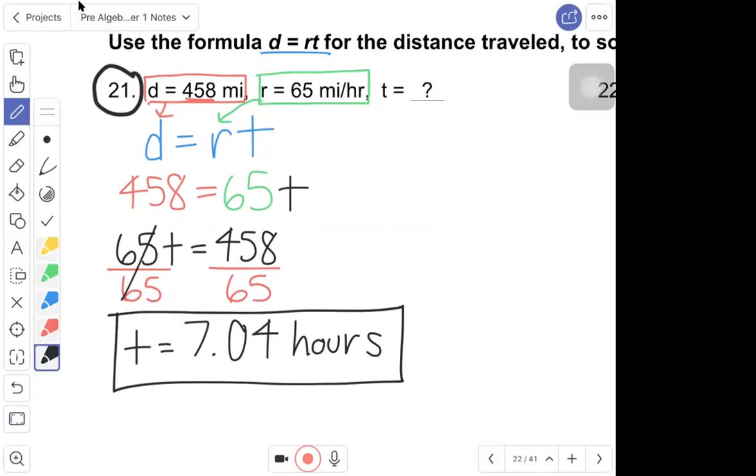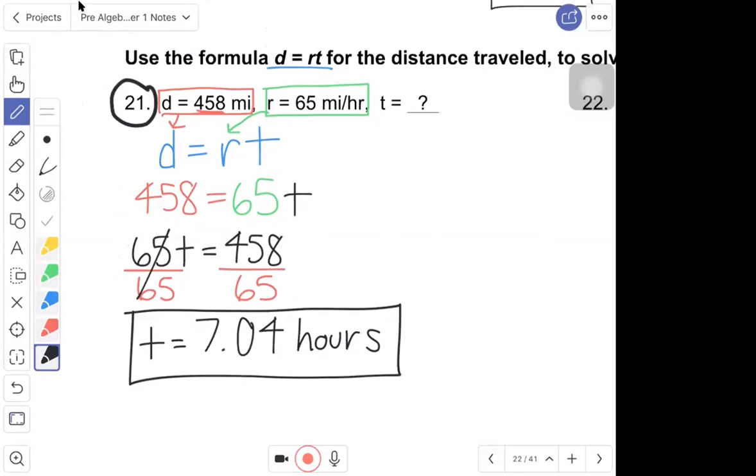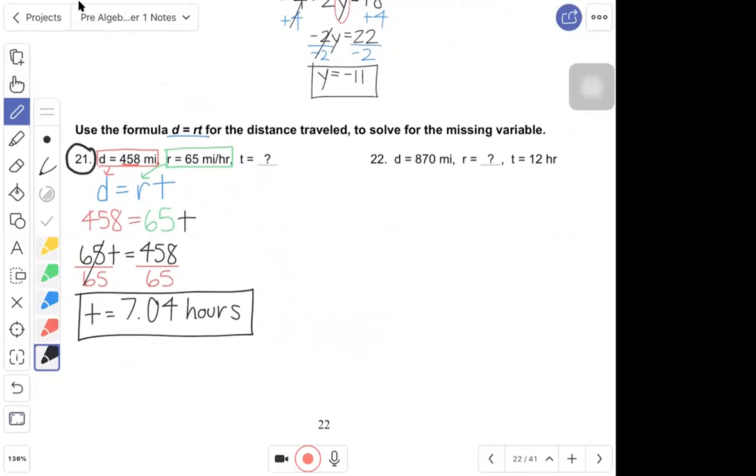And that's it. Has anyone traveled a distance of 458 miles? That seems pretty far. I could probably get you to Jersey, the Jersey Shore, my favorite place.